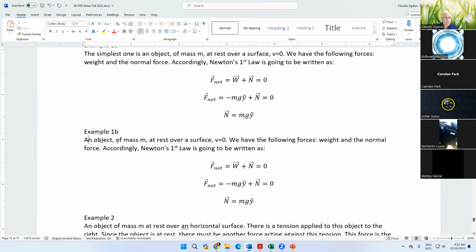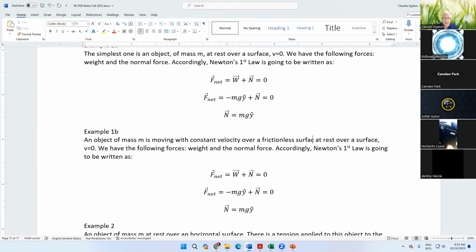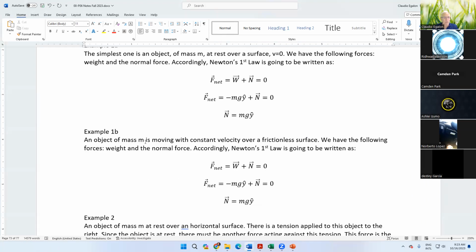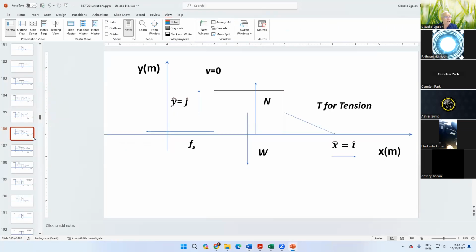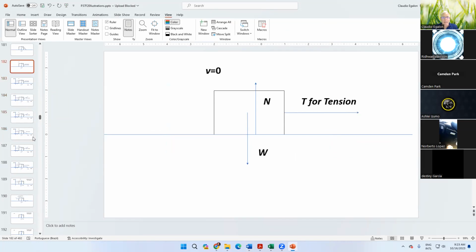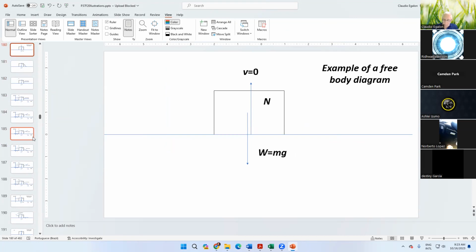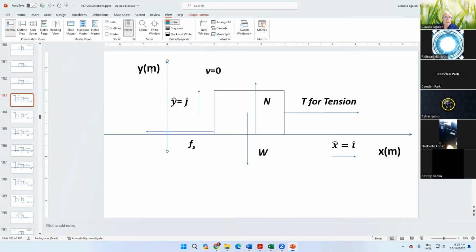An object of mass m is moving with constant velocity over a frictionless surface. We have the following forces: weight and the normal force. We can come up with an illustration for that. And let's not forget this one here. Okay, and I'm going to get the x and y.